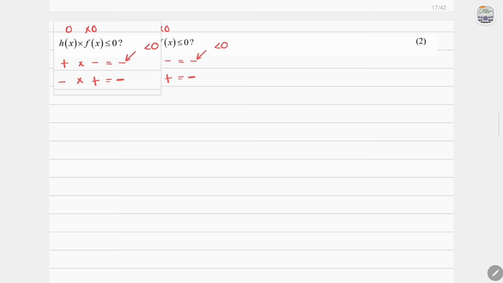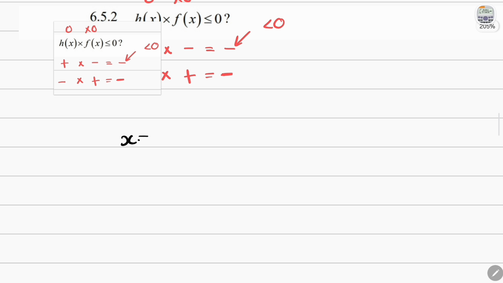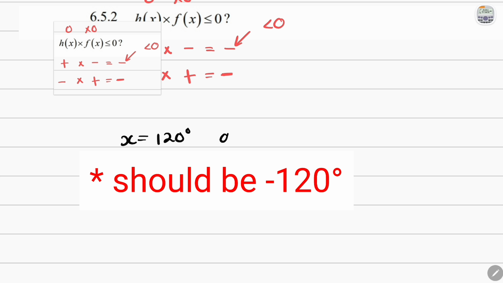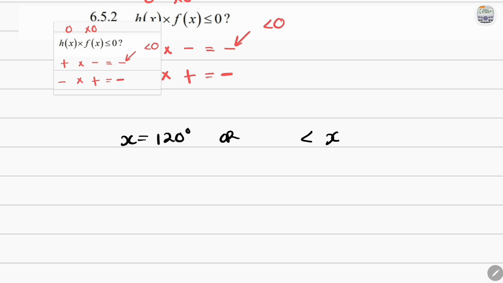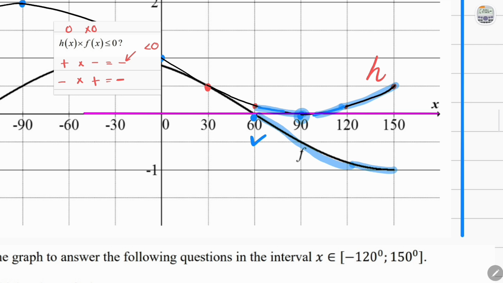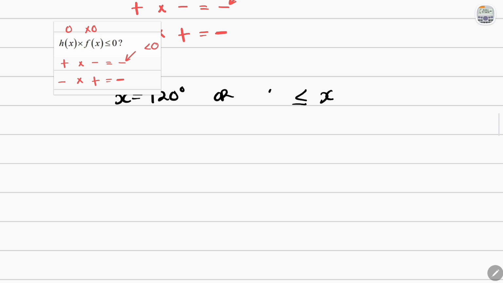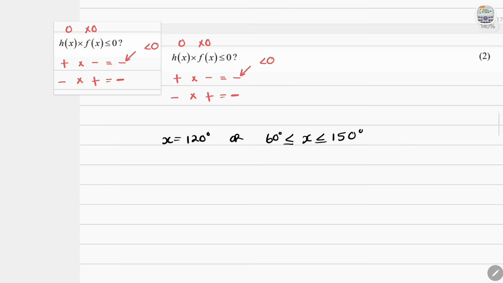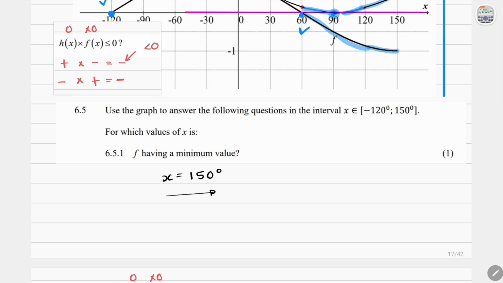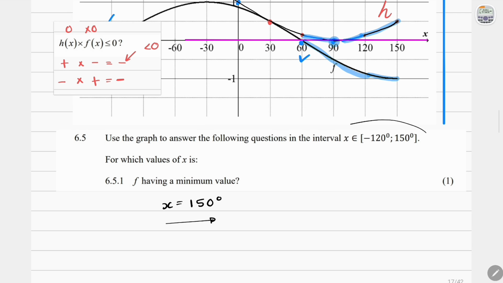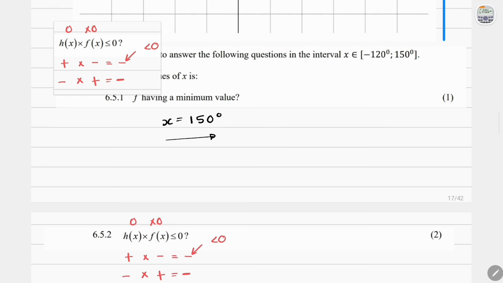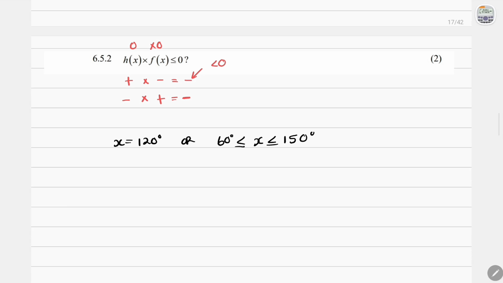How we would answer would be like this. We would say x is equal to negative 120 degrees, or x is greater than, you can see that it worked from 60 degrees, and 60 degrees is included. It works at this point, and also 150 degrees is included. So we'll say x is greater than or equal to 60 degrees, but less than or equal to 150 degrees. And that is our answer. We can accept it all through there just because they did say from negative 120 to 150 degrees. And that is our answer.